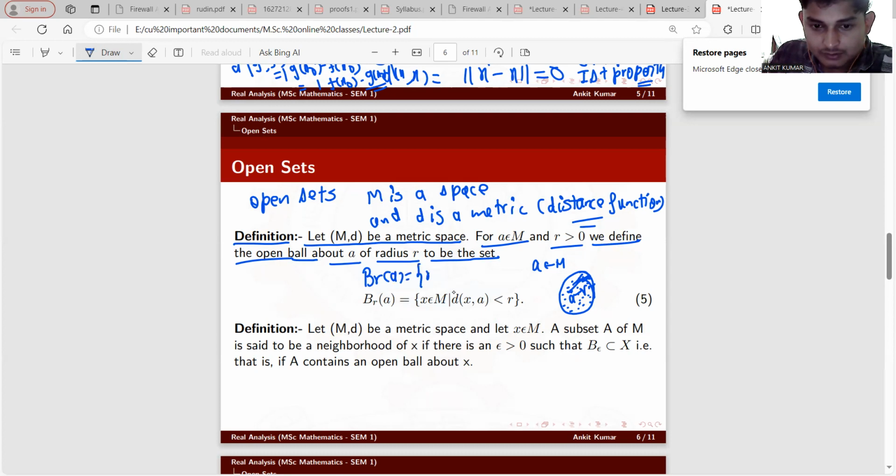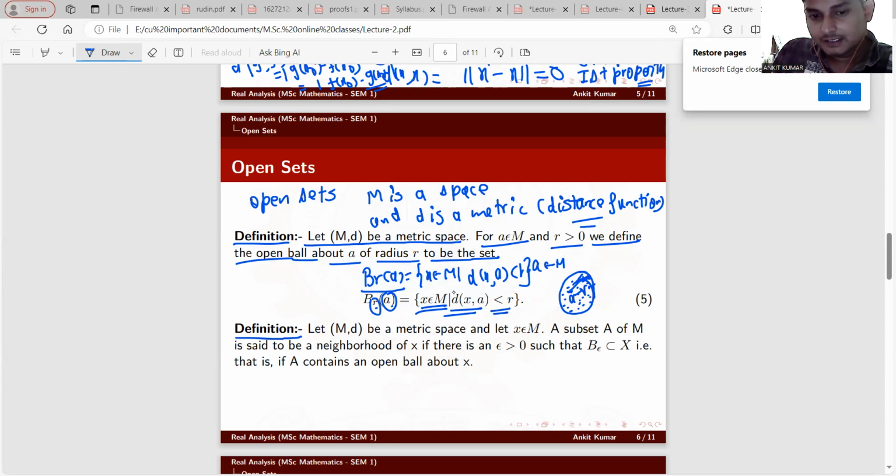So suppose B(a, r) is equal to x belongs to capital M such that d of x comma a is less than r. Suppose this is a ball. This is an open ball of radius r about the point a, equal to every x belonging to M such that d of x comma a is less than r.